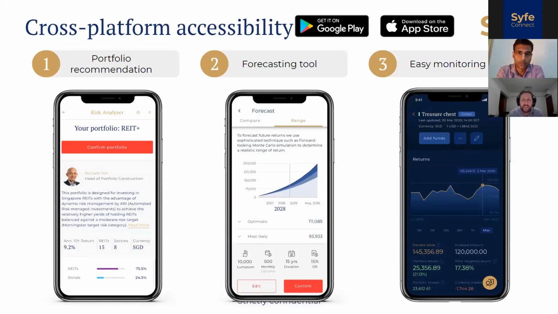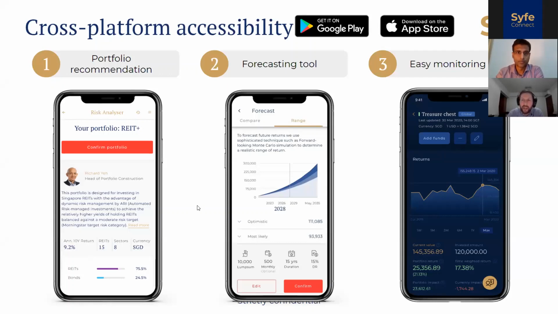You can see the specific ETFs, or in this example on screen, it's showing REITs. So you can see the specific REITs and the weightings. And you can see exactly everything that you will want, or what you need, before you actually start investing. If you're happy with that, you can click on Confirm Portfolio, or you can choose a different portfolio risk, depending on your preference. And then that's it, and you can start investing.